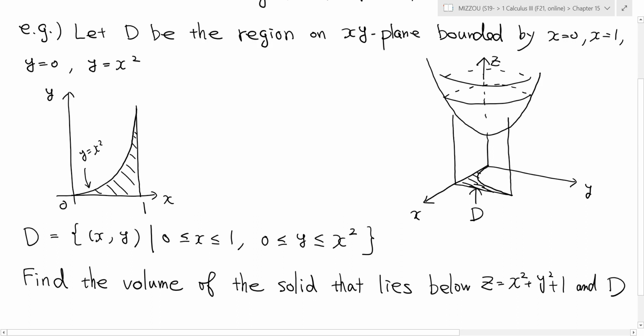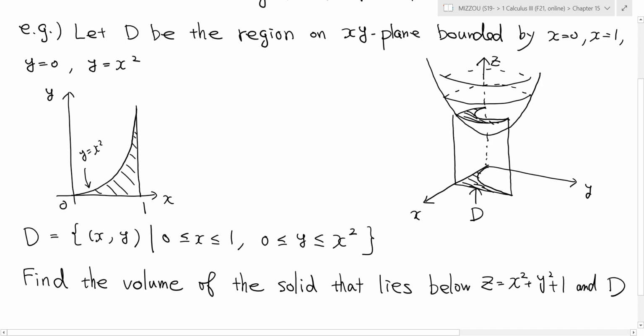It's a bit hard to draw a nice picture, but it looks kind of like this, this kind of shape. This part. Okay, this is the solid we're looking for. Like this.